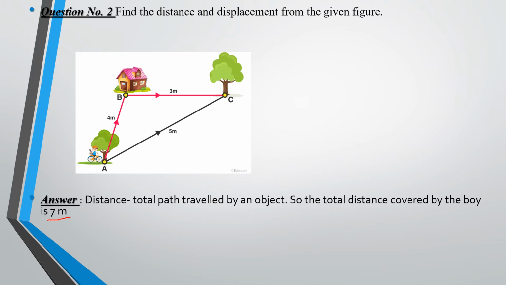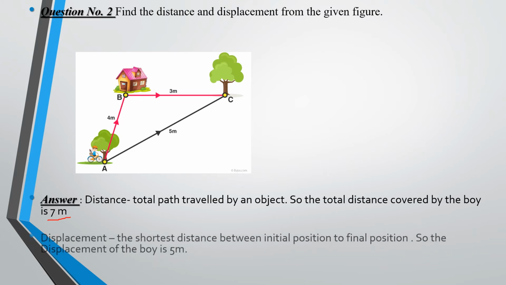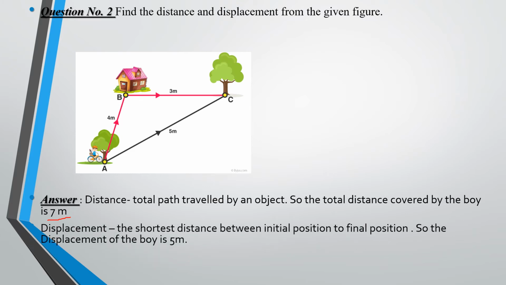Then displacement, you know, we have to use the Pythagoras theorem, right? Then c square is equal to a square plus b square. Then you will get the displacement of this boy as 5 meters. So you have to analyze how much of the distance covered and how much of the displacement we have to consider for the given condition.